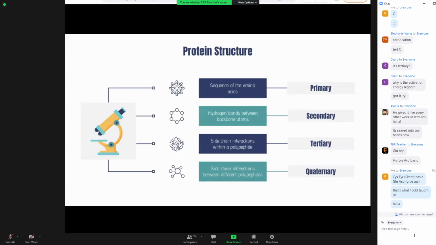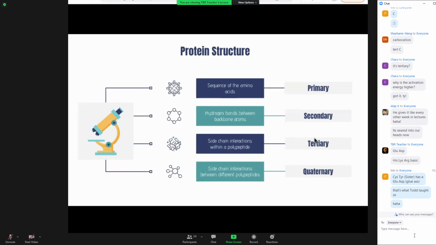bridges. And then finally, we have tertiary protein structure, which is the side chain interactions between different polypeptides. So as an example, hemoglobin contains 2 pairs of different proteins, and they're designated as alpha and beta. You don't need to know that, but it's just an example to keep in mind of quaternary, not tertiary, quaternary structure.